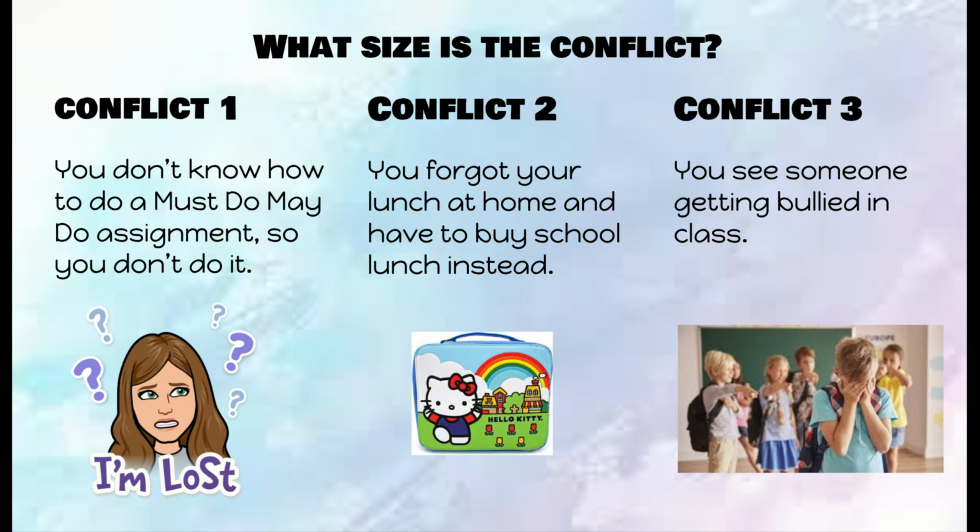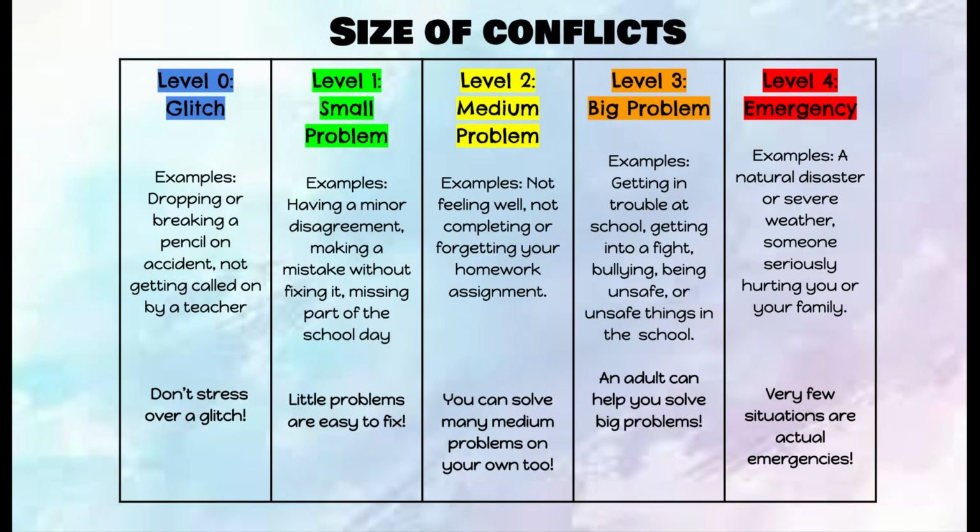Conflict number 3. You see someone getting bullied in class. If we look back at our size of conflicts, this is definitely a level 3 problem. If you see someone get bullied, you should stop and get an adult for help, because that is a problem an adult is going to need to be involved in to truly resolve that conflict.